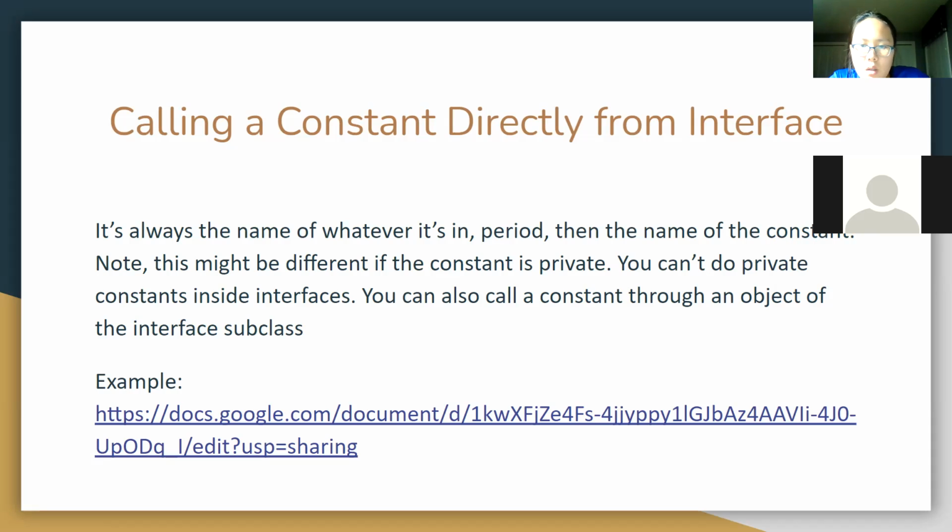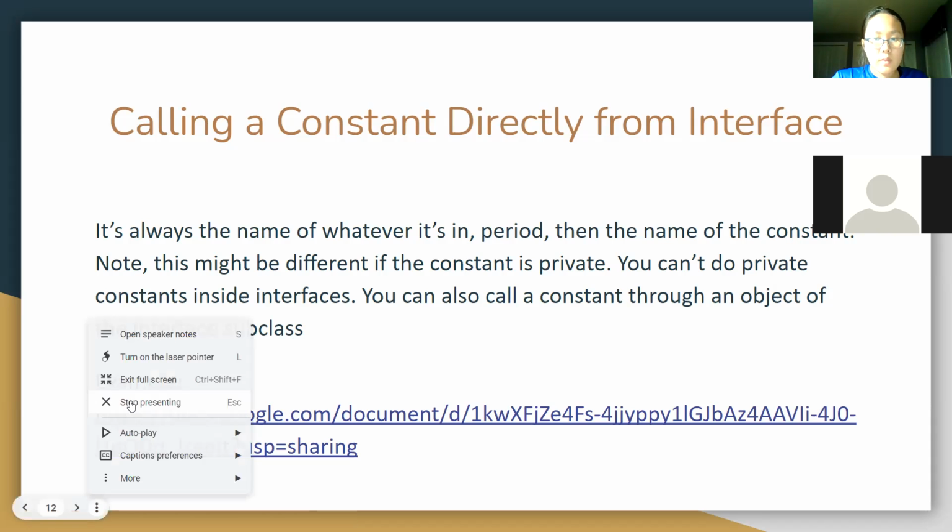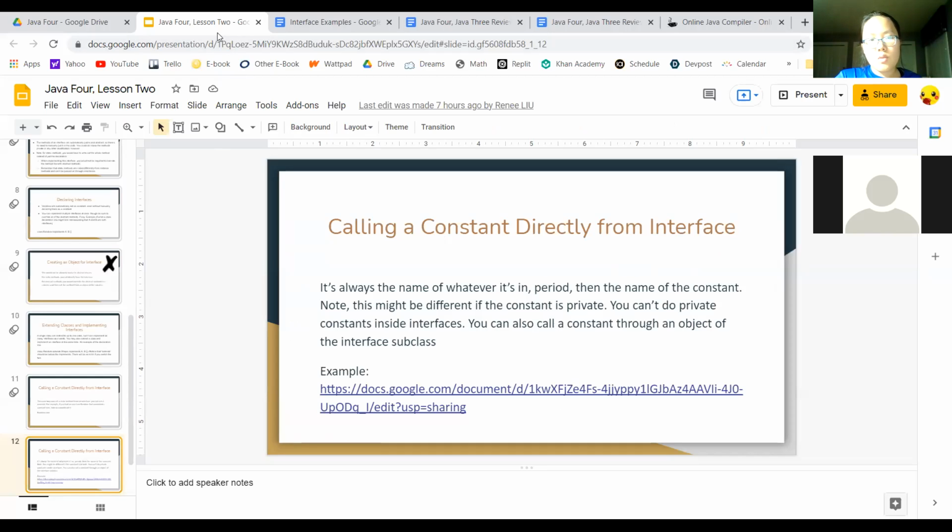You can also call a constant through an object of the interface subclass. Okay, that sentence doesn't make sense. But essentially, because constants are passed through inheritance to the subclasses of the interface, that means you are able to call a constant through the subclass of an interface if you wanted to.